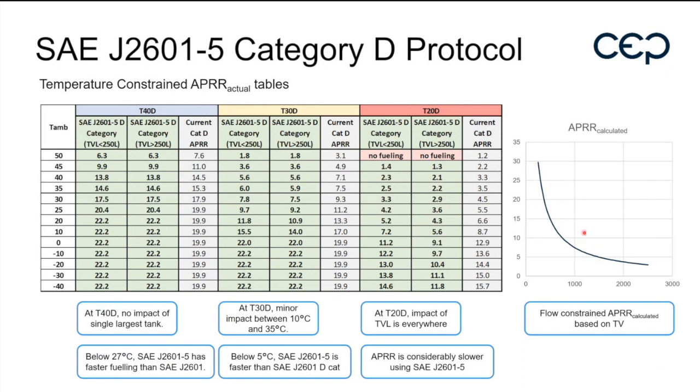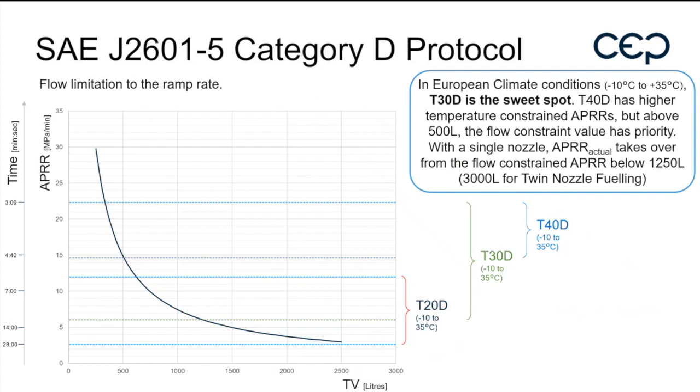Of course, you still have your flow constraint APRR. This is only temperature constraint APRR. So if we look at the flow constraint APRR, there, if I took as an example European climate conditions, imagine your climate is between -10 and +35. Then again, I think T30D for the flow constraint value is a sweet spot, because here, these are the lines which we already had from our temperature constraint value. And here you can see the curve of the flow constraint value.